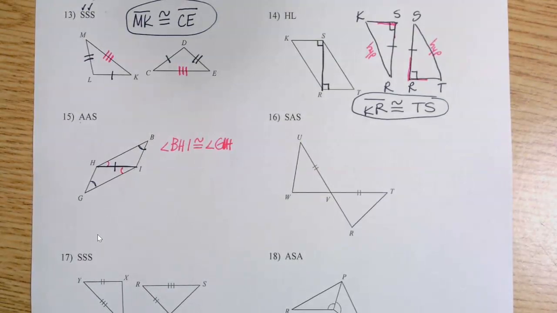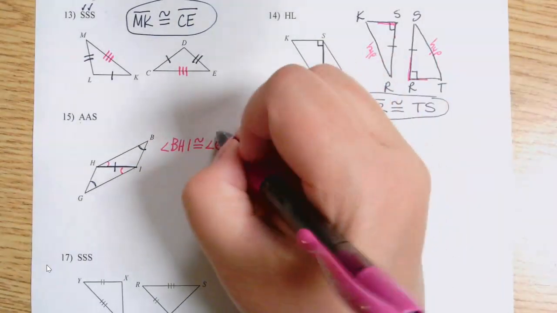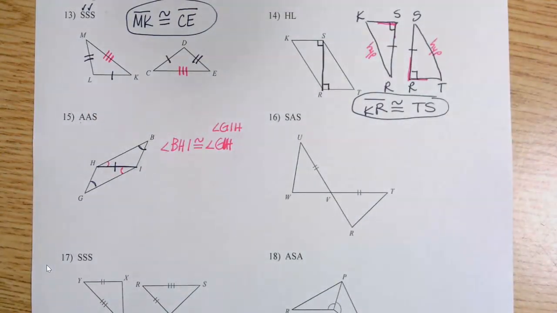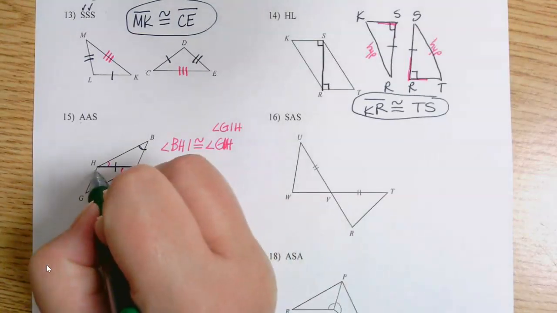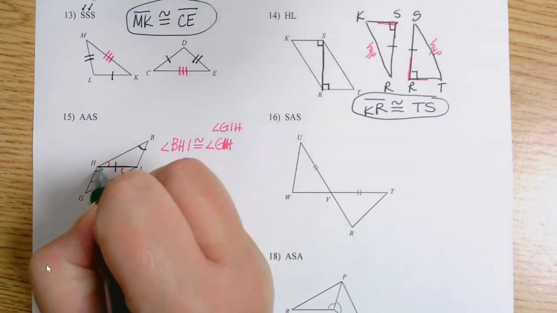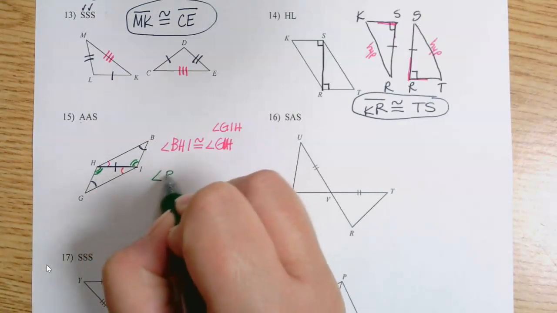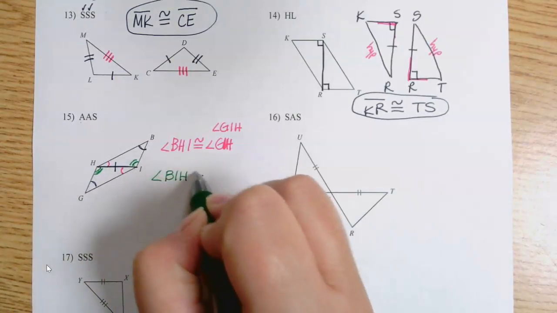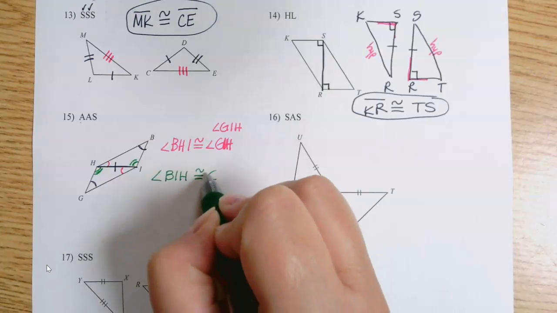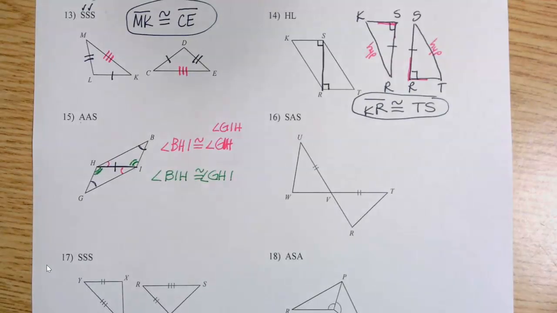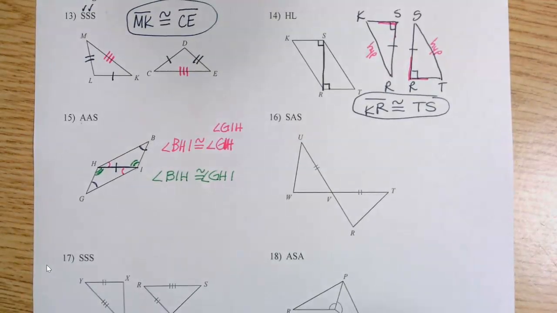Or the alternate plan here could be, I'm just going to go ahead and write GIH there so it's really important, really clear. The other thing I could have said is this angle right here and this angle right here. So I could have said BIH is congruent to GHI. There we go. That's the other option. So either of those pairs of angles would have been fine. You only need one of them.